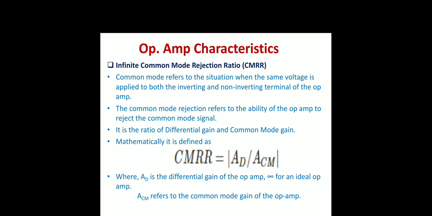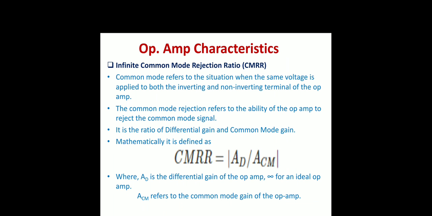Next feature is infinite CMRR, that is infinite common mode rejection ratio. CMRR refers to the situation when same voltage is applied to both the inverting and non-inverting terminal of op-amp. The common mode rejection refers to the ability of op-amp to reject the common mode signal. It is nothing but the ratio of differential gain and common mode gain. An ideal op-amp has infinite CMRR, which ensures zero common mode gain. Due to this, common mode noise output voltage is 0 for an ideal op-amp.